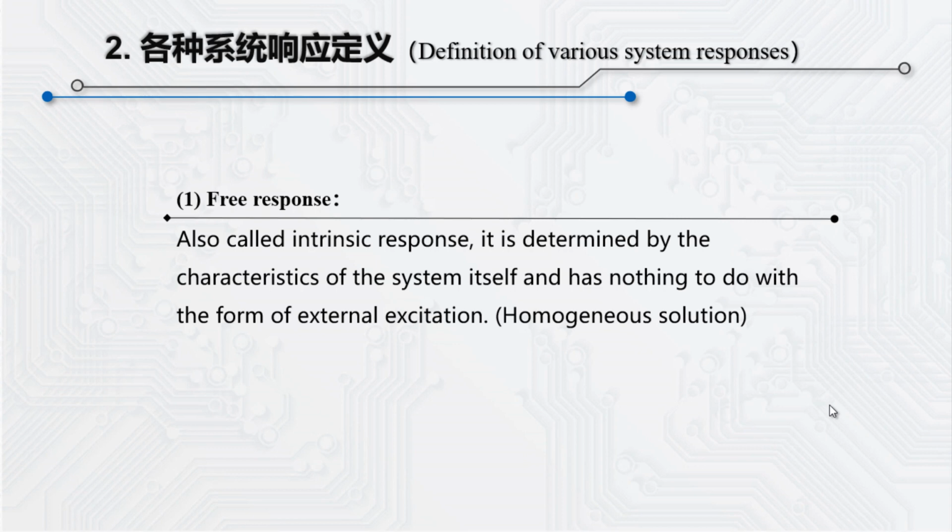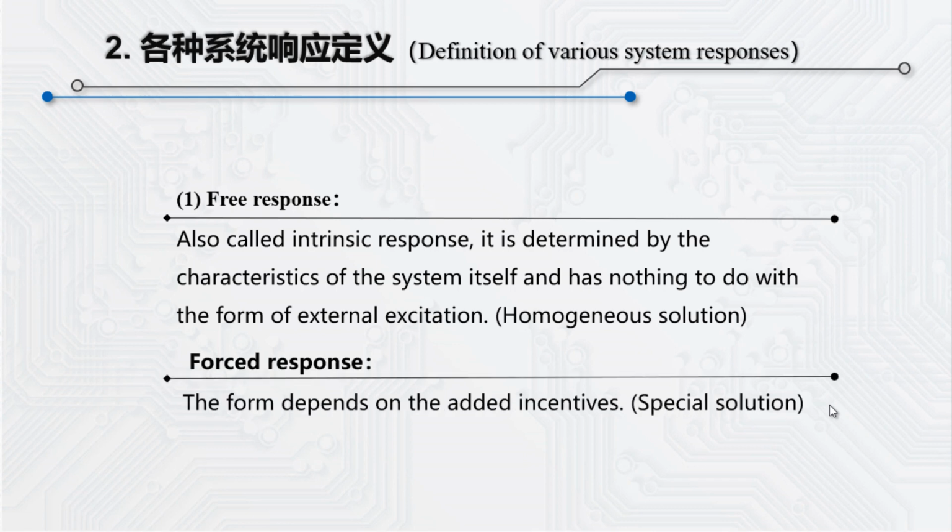First, look at the free response. Free response is also called intrinsic response. It is determined by the characteristics of the system itself, which has nothing to do with the form of the external excitation. It corresponds to the homogeneous solution in the classical solution. Forced response: the form of the forced response depends on the applied excitation. It corresponds to the particular solution in the classical time-domain solution.